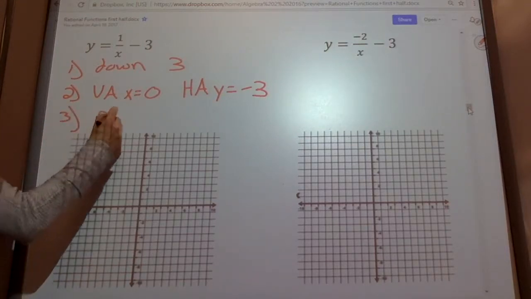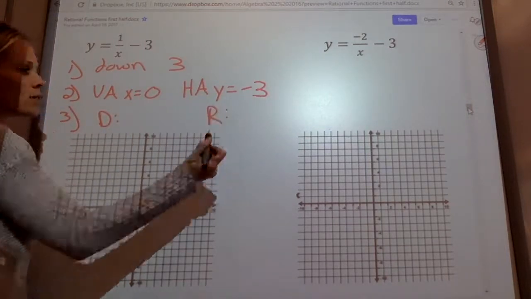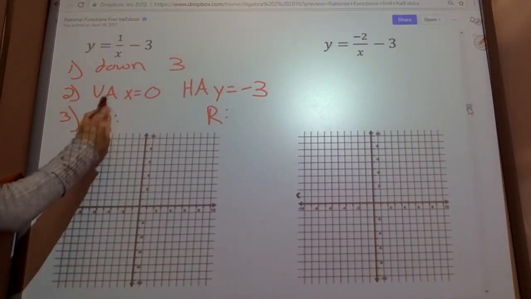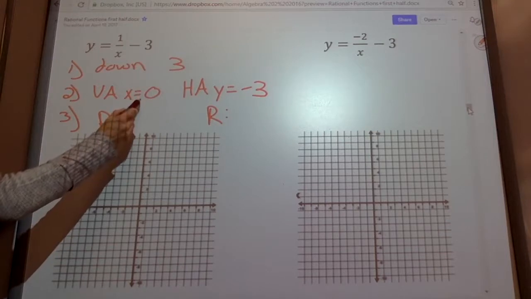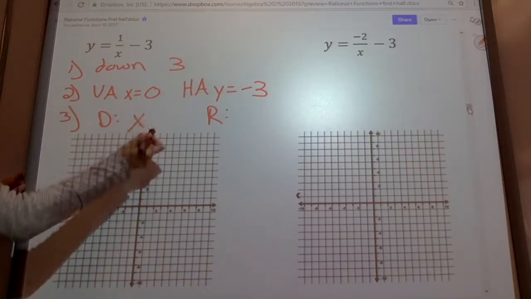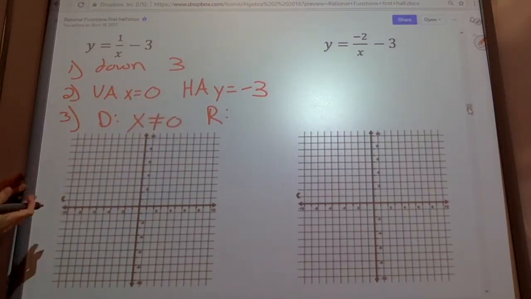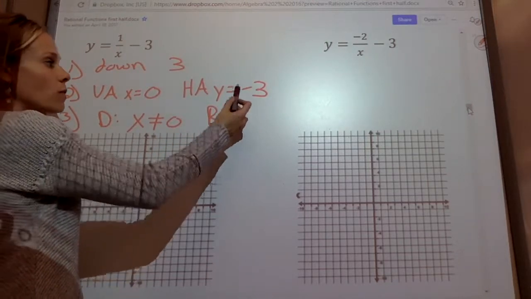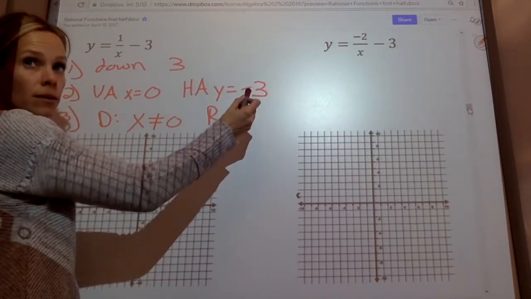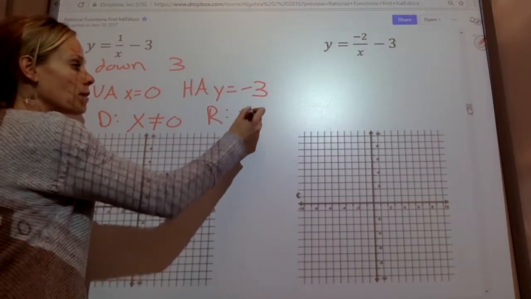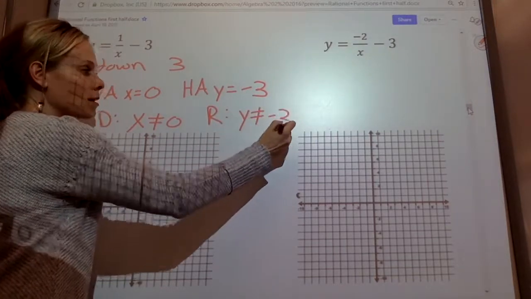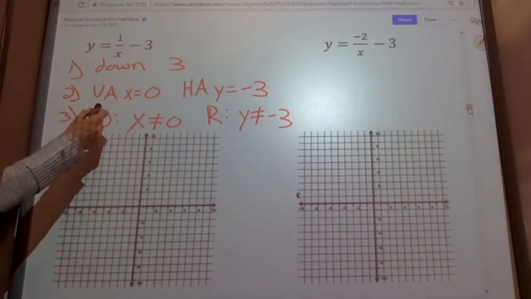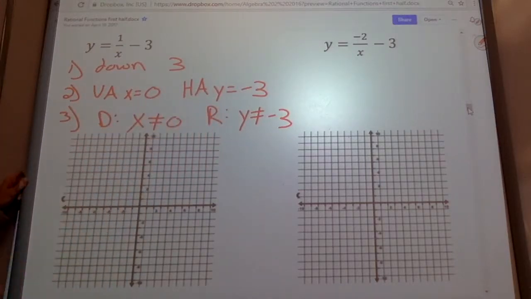And then from there, I can look at domain and range. Domain is my x values. So if I have an asymptote at x equals 0, that means my domain, x cannot be 0. And for my range, if I have a horizontal asymptote at y equals -3, then my range, y cannot be -3. Those will always be opposite of each other. Vertical to domain, horizontal to range.